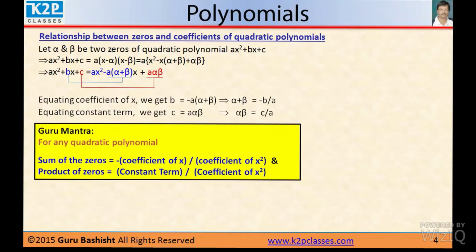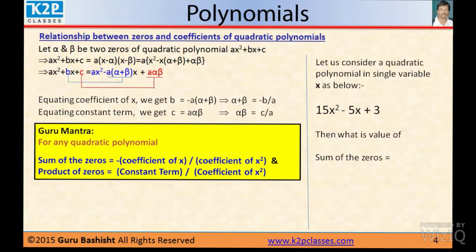Guru mantra. For any quadratic polynomial, sum of zeros equal to minus coefficient of x, that is minus b, by a, that is coefficient of x square, and product of zeros is constant term divided by coefficient of x square, that is c by a.